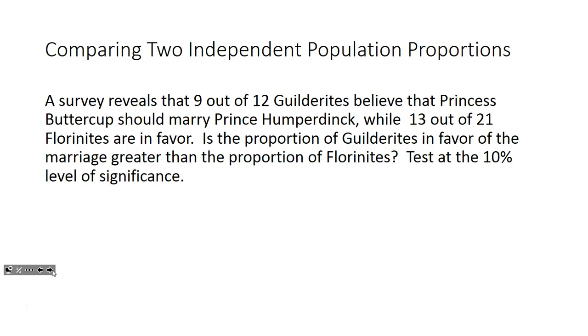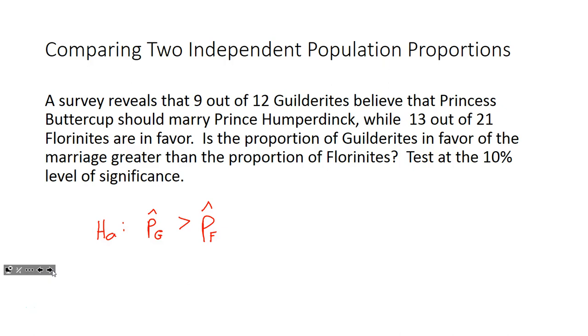Now, you know your alternative hypothesis. Remember, your alternative hypothesis is always what you're trying to prove. That question near the end is about the proportion of Gilderites. So the alternative is that the proportion of the Gilderites is greater than the proportion of the Florinites. P hat represents a proportion. When you look at the readout later, you don't want to confuse this with P, your probability value.